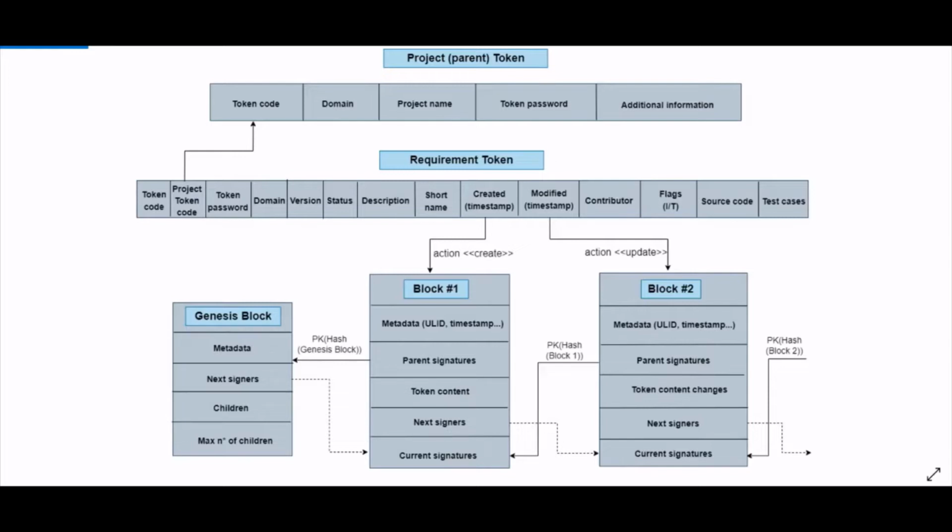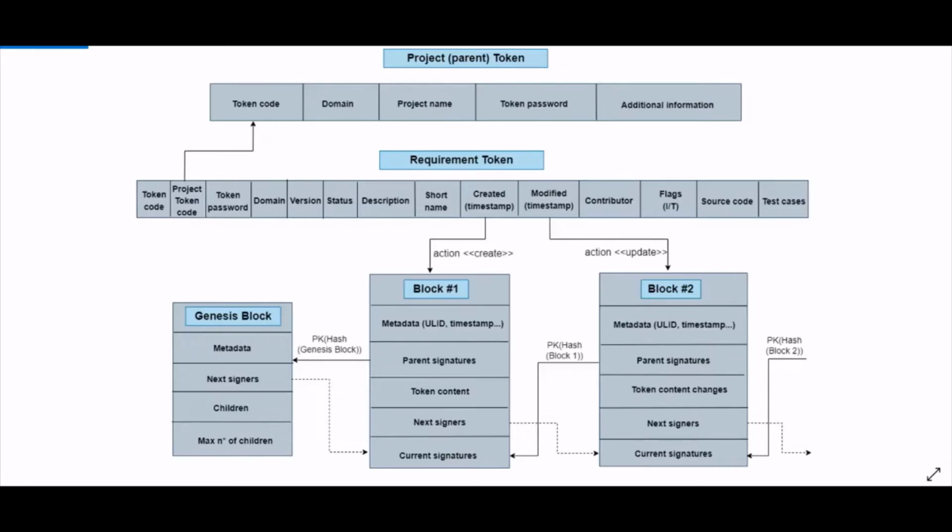The blockchain data structure used by our application is presented in this figure. First, we create a project token, which consists of the following fields: the token code, the domain of the project name, the password of the token, and additional information regarding the project.